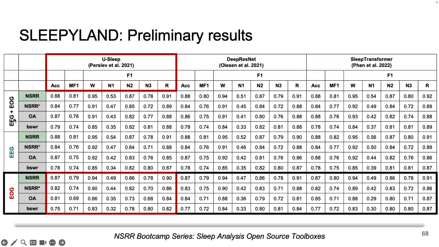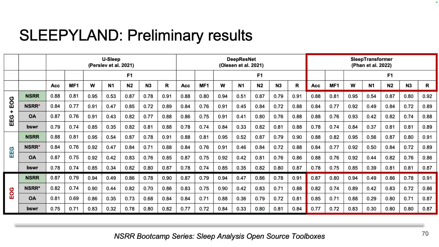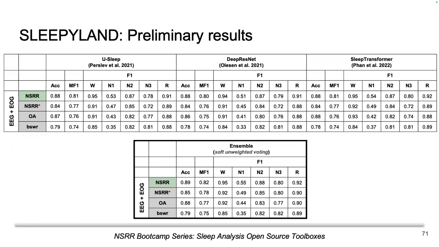And here we have the results from the single channel EOG, and actually these were the results with the lowest performance overall. Last slide. Ensemble. We are just here reporting the performance on the EEG plus EOG pre-trained models, uSleep, DeepResNet, and Sleep Transformer ensembled. Overall, of course, we are just noticing that we are reaching a plus 1%, plus 0.01% in terms of macro F1 score.